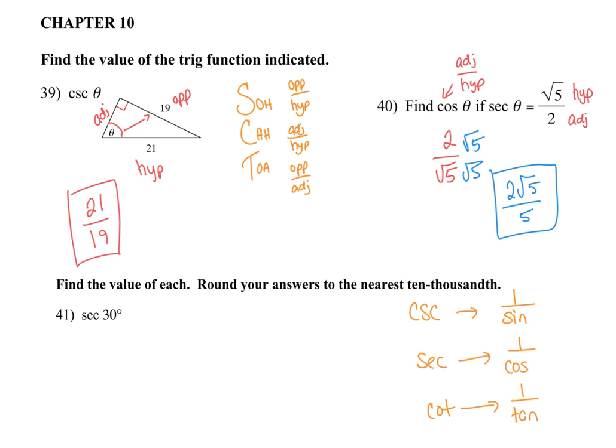All right, value of each. Secant is the reciprocal of cosine. On your calculator, you do not have secant. So in your calculator, you would say 1 divided by cosine of 30. And it's going to ask for it as a decimal here. So you are literally rounding to the nearest 10 thousandths.